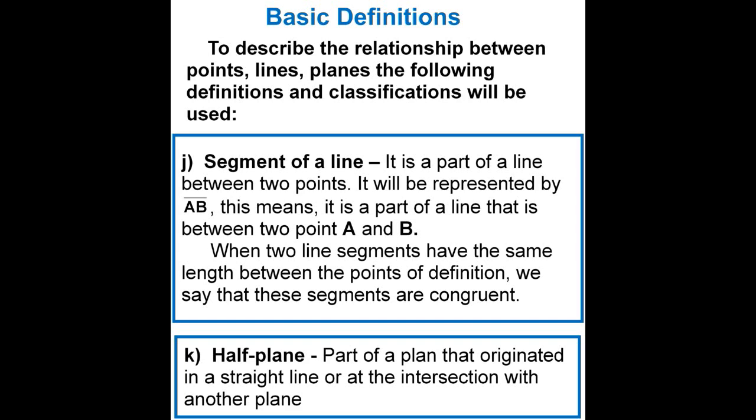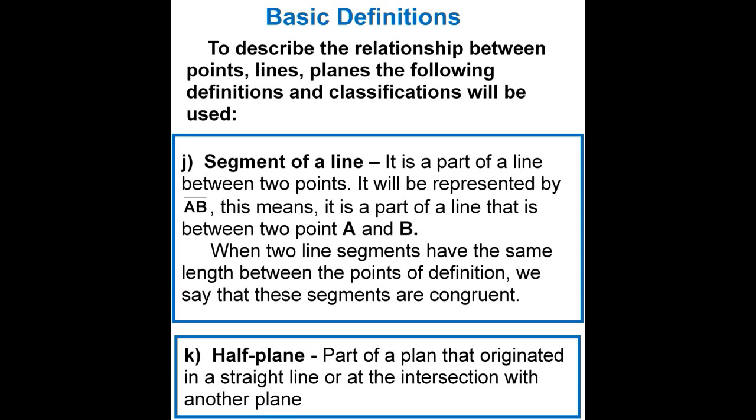This slide continues to describe the relationships between points, lines, and planes. These basic relationships are presented only by a description. The definition of a segment of a line states that a line segment is a part of a line between 2 points. It can be presented using 2 uppercase letters with a dash over the letters A and B. This means that it's a part of a line that is between 2 points A and B.